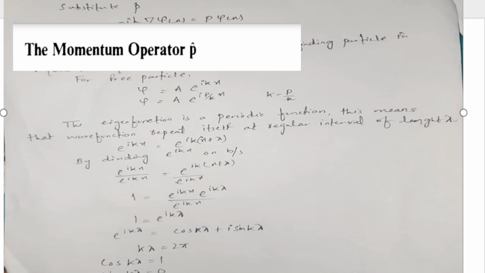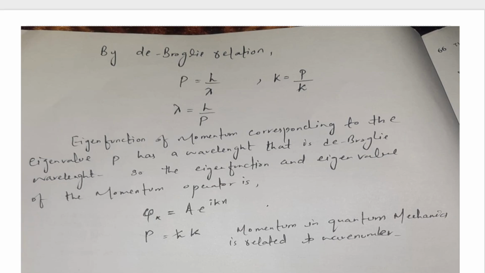Further now we can see, by de Broglie relation, you know the momentum is equal to some inverse of wavelength, and this is the de Broglie relation. And when we talk about quantum mechanics, the wave number is related to momentum, and this is the wavelength, which is inversely proportional to the momentum. So the eigenfunction of momentum corresponding to the eigenvalue has a wavelength, that is the de Broglie wavelength.